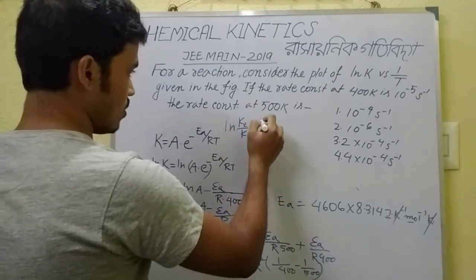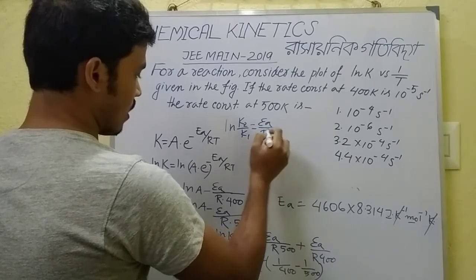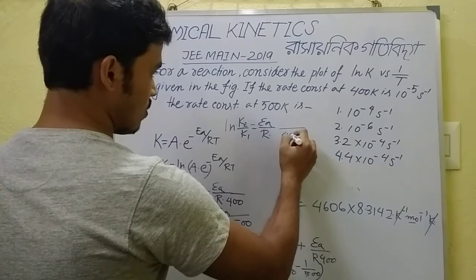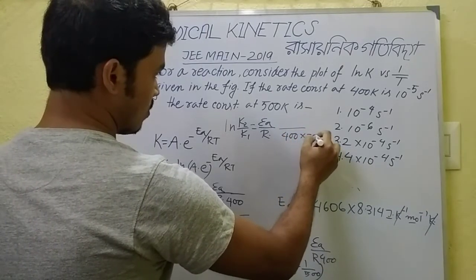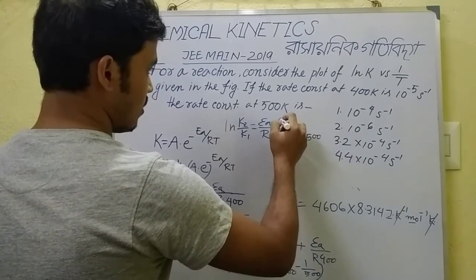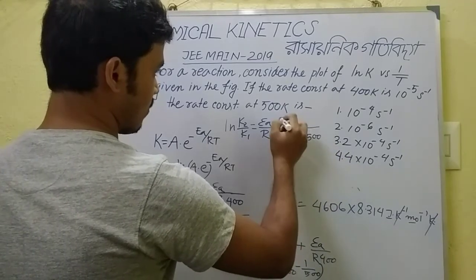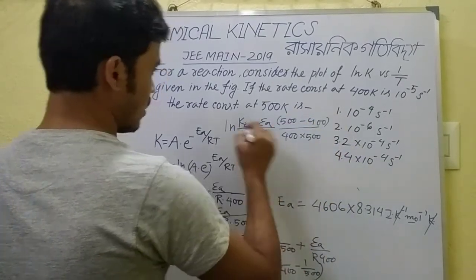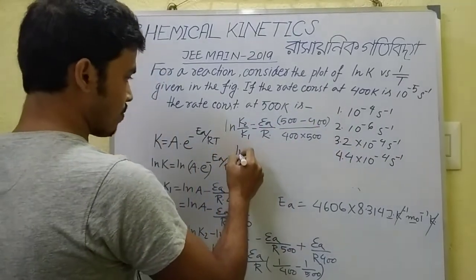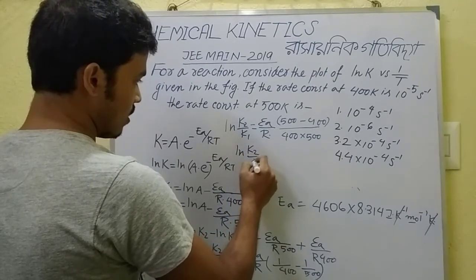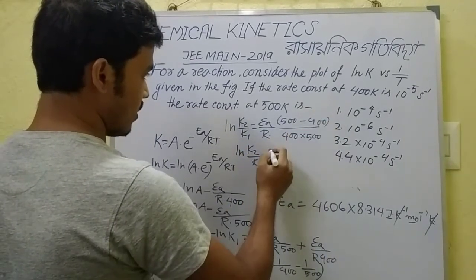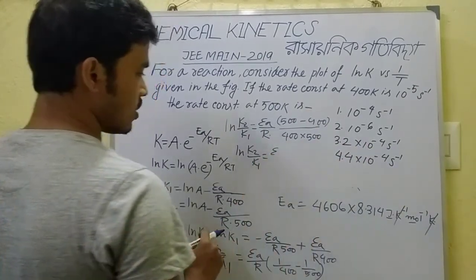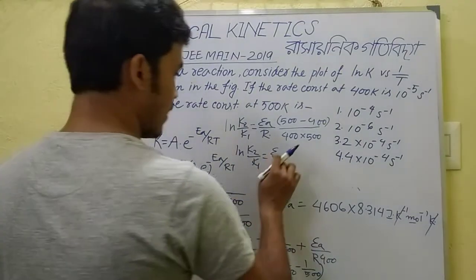So I take ln K2 by K1 is equal to EA by R into this term, so this term is equal to 400 into 500 and above is 500 minus 400. Okay, and the value is ln K2 by K1 is equal to 100 by... so EA, we just put the value of EA here.